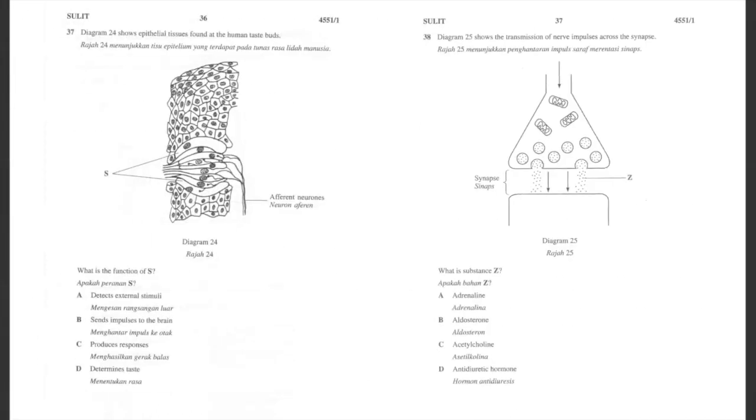Okay, 37. What is the function of S? S ni apa? Okay, 37, the answer is A. Detect external stimuli. Okay, so yang ni kat mana ni? Ni taste bud. Taste bud ni berada dekat lidah kita lah kan? So S ni is a receptor. So function receptor is to detect external stimuli. Stimuli tu apa cikgu? Stimuli is any change in the environment. So S tu adalah receptor lah. Taste receptor.